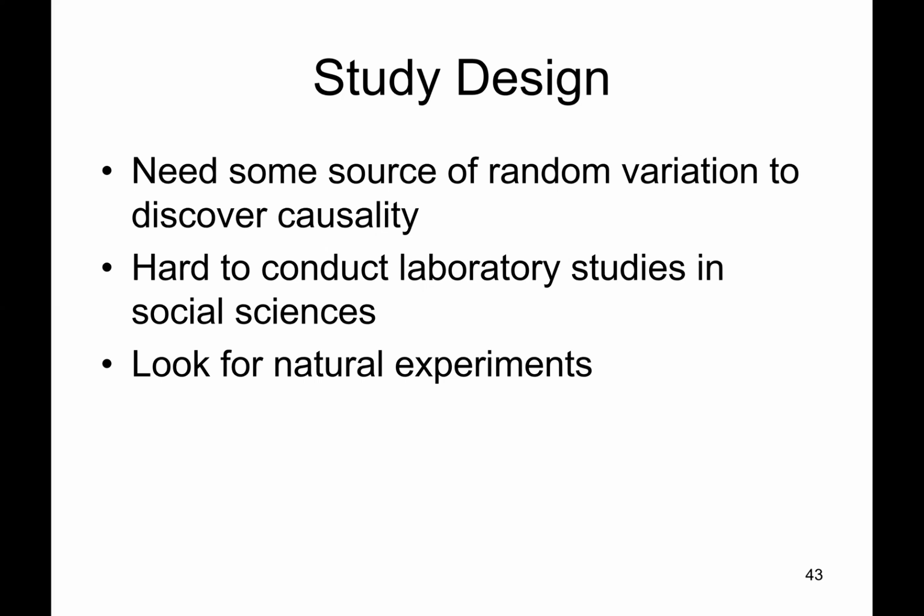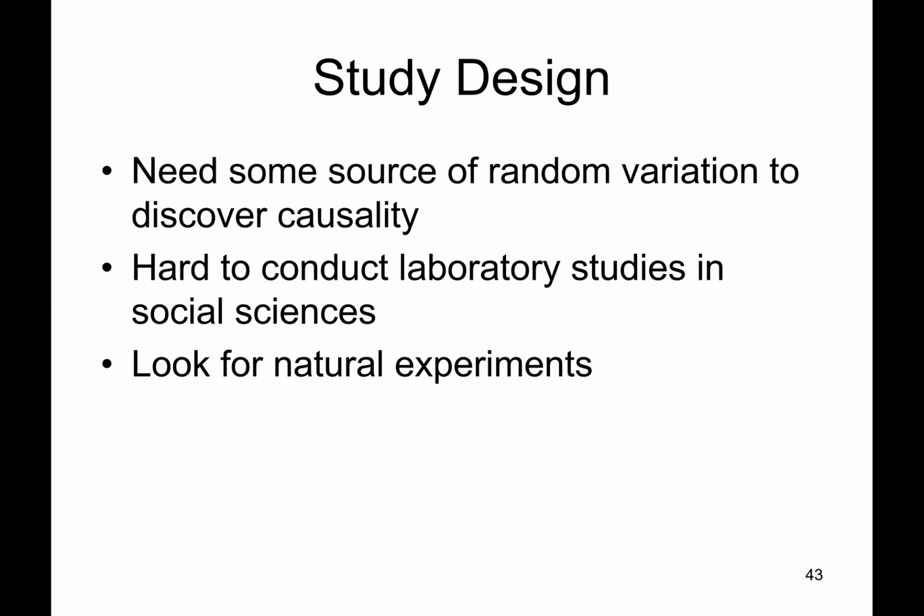And for a good study design, you need to have some kind of random variation to discover causality. Sometimes economists will say exogenous variation, and that just means that there's variation in your independent variable that isn't totally selected by the participants. In the social sciences, it's often really hard to conduct laboratory studies for good reasons. Sometimes it's cost related, other times it's ethics related.